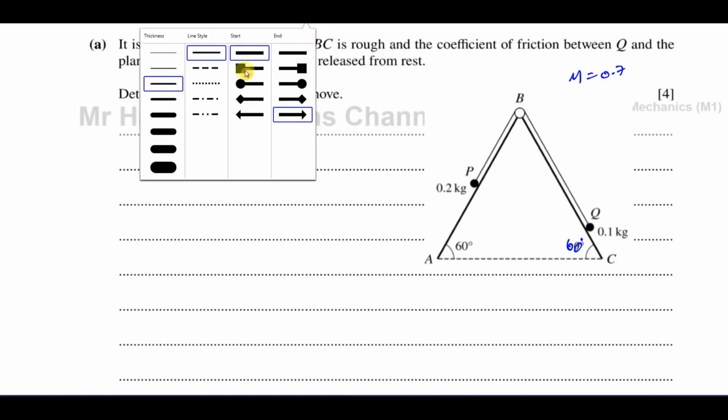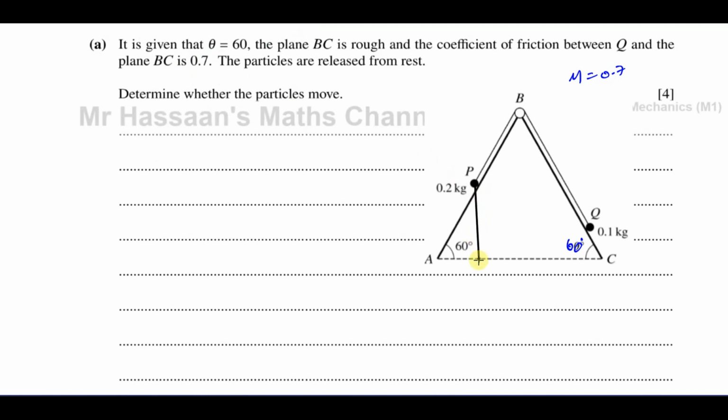Now the forces acting on P are basically the weight, which is vertically down. I'll draw it all the way down here just to make it clear, which is going to be 0.2g newtons. That's going to be basically 2 newtons, because g we're going to take as 10, because that's what they do in Cambridge. And the weight of Q is going to be 0.1g newtons, which would be 1 newton.